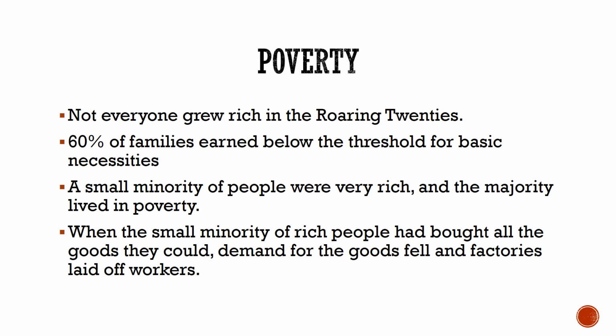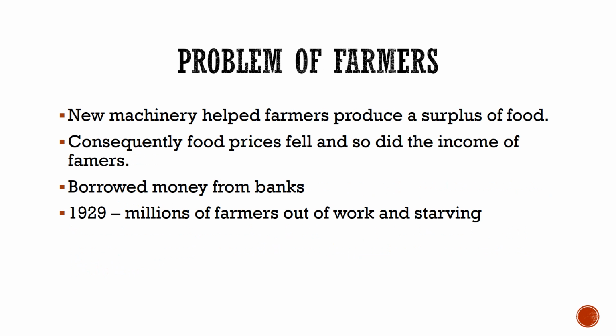Indeed, the threshold to live with basic necessities in America in the 1920s was $2,000 each year, but 60% of American families lived below that threshold. And a good stat to include is 1/3 of all the income in America was earned by 5% of the population. The majority of people in America at this time lived in poverty, whilst a very small minority were rich, as I previously mentioned. This led to the Depression because of the simple theory of supply and demand. Once the rich had bought as many consumer goods as they wanted, including radios, fridges, and so on, the demand for those goods fell, and consequently factories laid off workers. Quite simply, the supply vastly outweighed the demand.